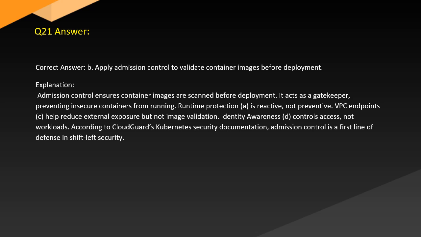Runtime protection, A, is reactive, not preventive. VPC endpoints, C, help reduce external exposure but not image validation. Identity awareness, D, controls access, not workload security. Per CloudGuard's Kubernetes security documentation, admission control is the first line of defense in shift-left security.